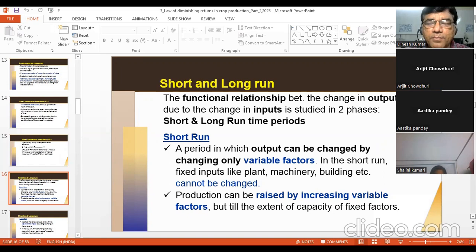So production can be raised by increasing only the variable factors in the short run, but till the extent of the capacity of the fixed factor. Fixed factor means there is a limit also. You cannot go on increasing the variable factors unconditionally or continuously. There will be some point where you need to stop the variable factor, because the fixed factor has some capacity. For example, if one hectare of rice crop can be harvested by 35 laborers in a day, then you need not increase to make it 45 or 50. Means you need not make overuse of these variable factors. So every fixed factor can adjust or can adapt a certain value of variable factors, can tolerate, can bear, or whatever words you use.